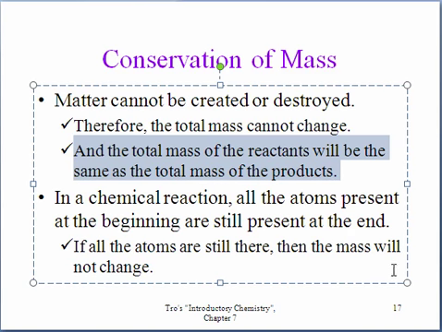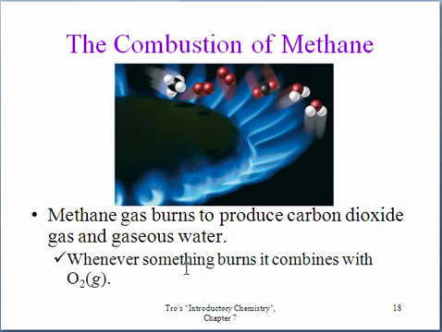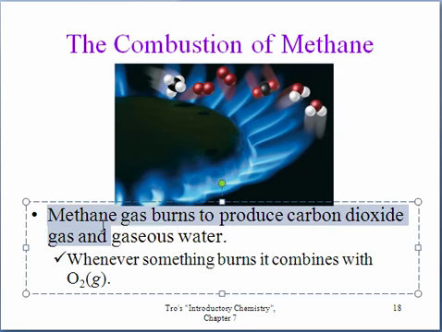In a chemical reaction, all the atoms present at the beginning are still present at the end. They're just arranged differently. And if all the atoms are still there, then the mass will not change. So we're going to use a simple chemical reaction, the combustion of methane, to investigate chemical reactions, in particular chemical equations. So let's look at this statement here.